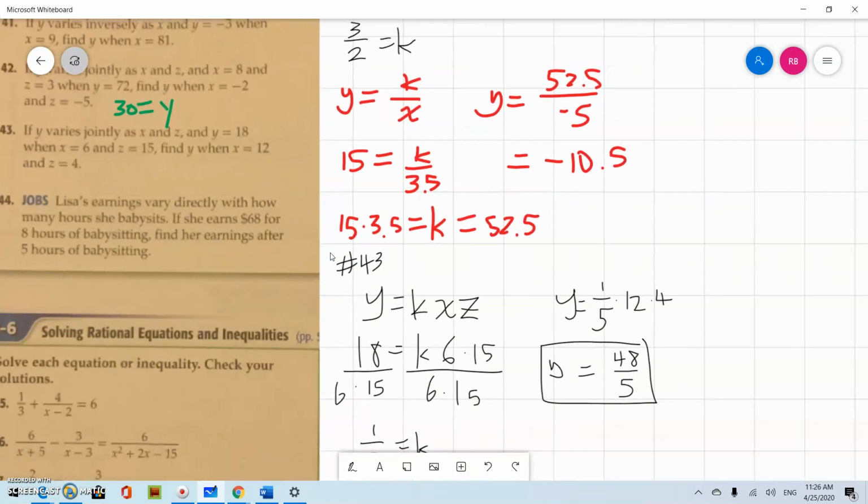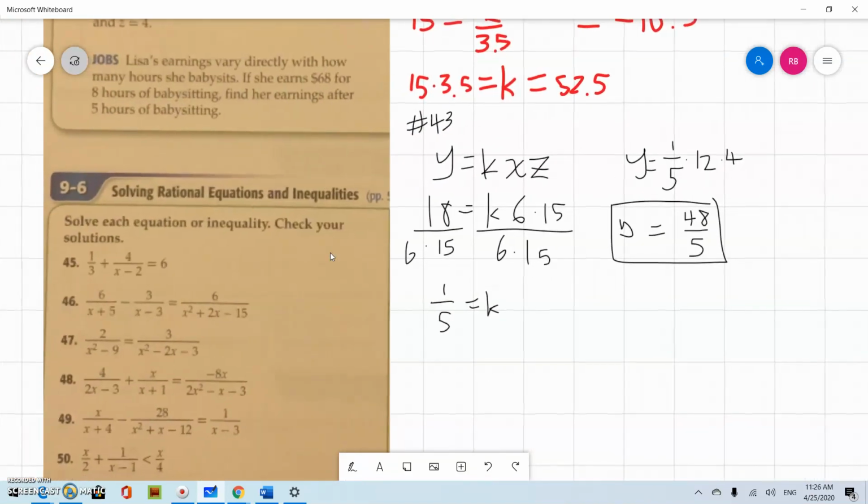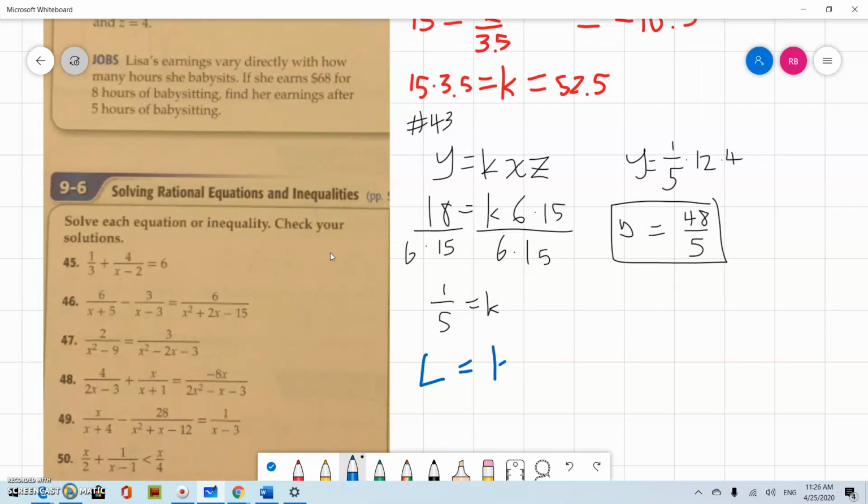Last problem from this review is number 44. So Lisa's earnings vary directly. So whatever Lisa is earning varies directly with how many hours she babysits. And so if she earns $68 for 8 hours of babysitting, then we can find out how much she's getting paid per hour when we divide both sides by 8. I think both are divisible by 4. 17 over 2. Okay, that's K.